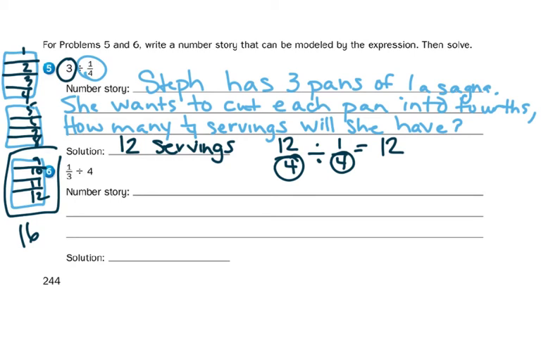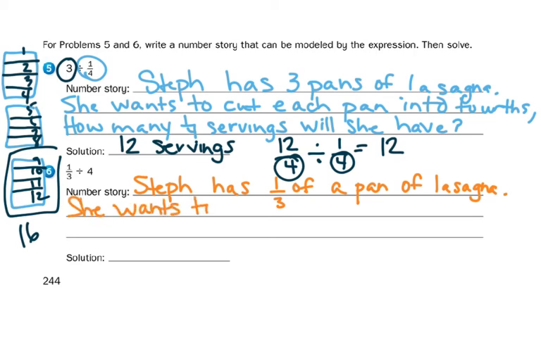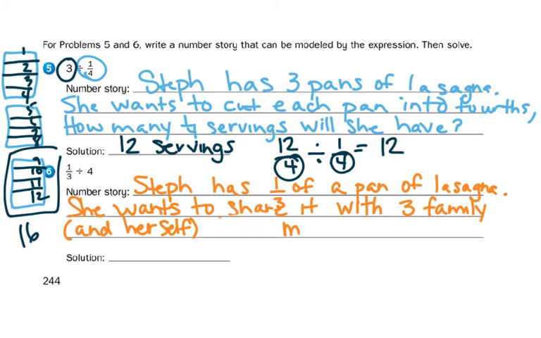1/3 divided by 4. What if Steph has 1/3 of a pan of lasagna, she wants to share it with 3 family members and herself. How much will each person get?